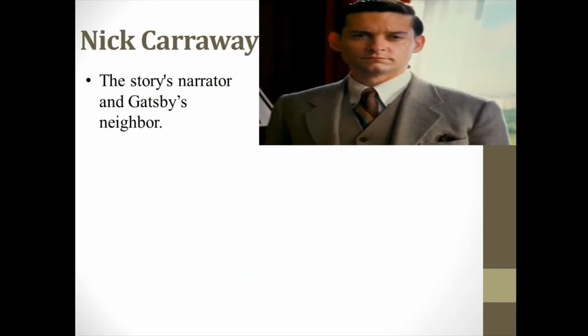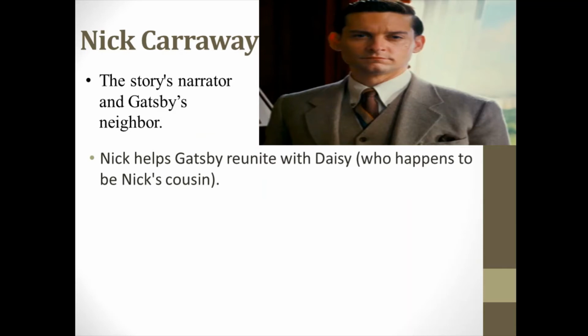Next comes Nick Carraway. Nick is the novel's narrator. He is a bright, insightful young man who has recently returned from duty in the First World War. He rents the small house next to Gatsby's mansion in West Egg. Despite being raised in the Midwest, Nick has moved to New York to do bond business. Over the course of events, he becomes a friend to Gatsby and helps Gatsby to reunite with Daisy Buchanan, who is Nick's cousin.